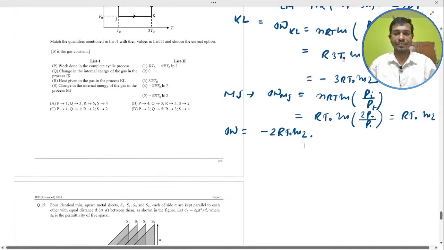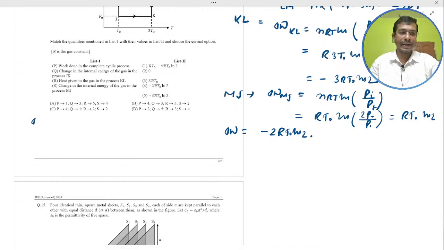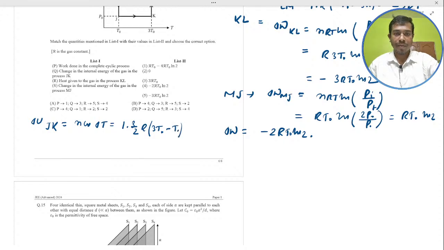Next, for the path, del U, the change in internal energy in the path JK, that is n Cv del T. Put this value, 3 by 2 R. Del T means 2T naught minus T naught. So it is 3 R T naught.